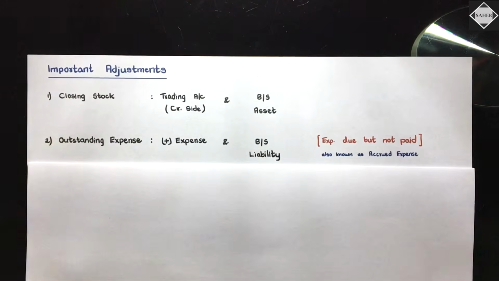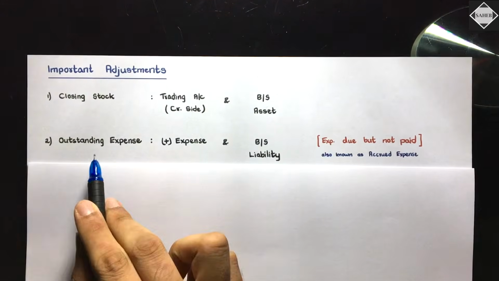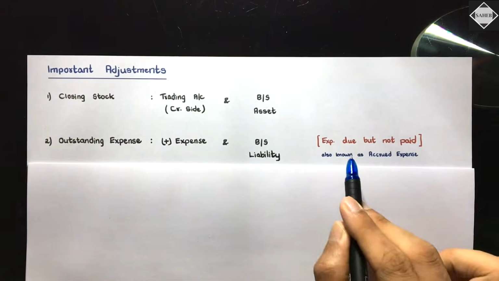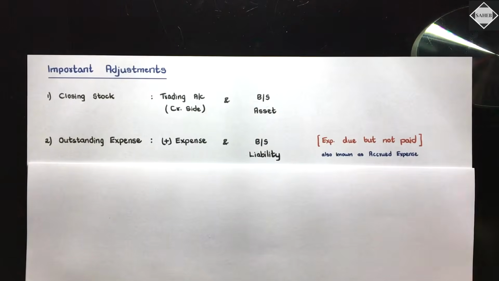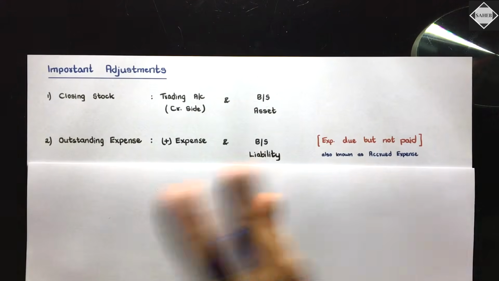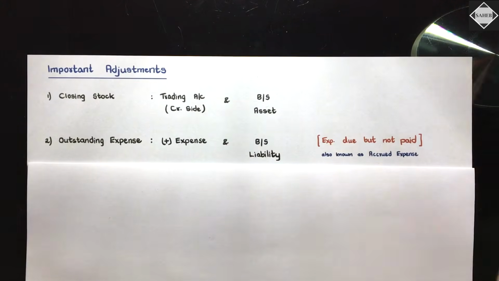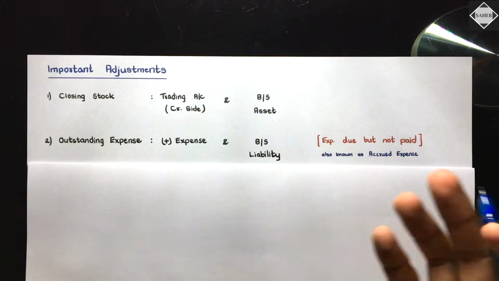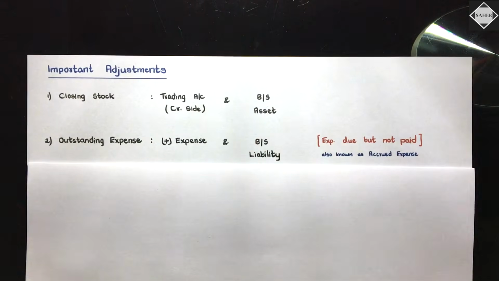Now what do you mean by outstanding expense? Outstanding expense means the expense that is due but not paid. For example, there is an employee who is working for us. Let's say last month's salary we haven't paid. The month has finished. He has worked for the entire month. We have taken the benefit from him, but we didn't pay him.